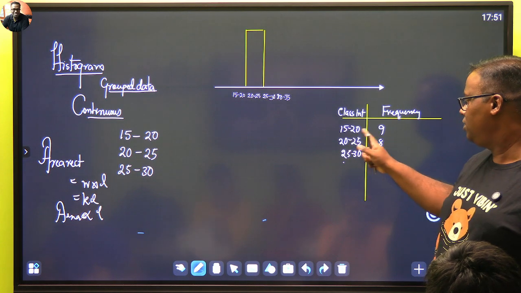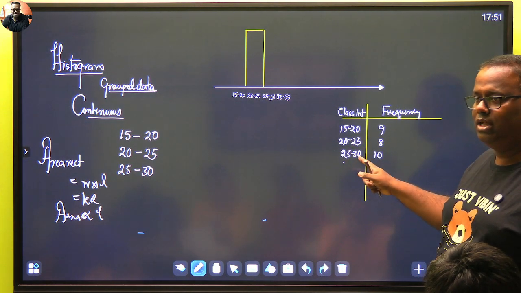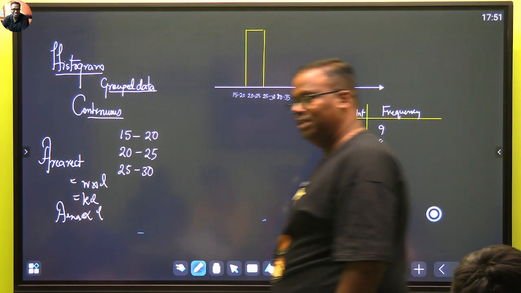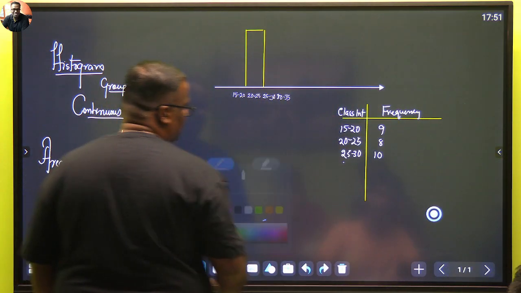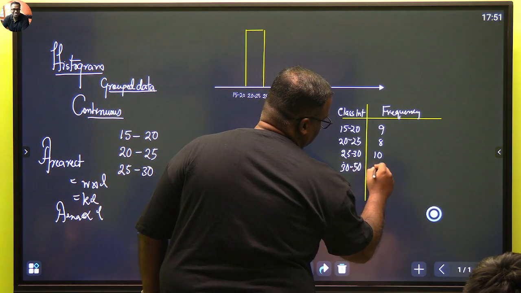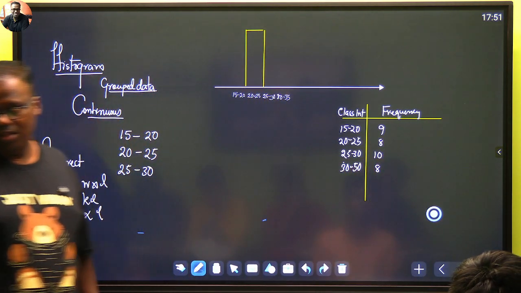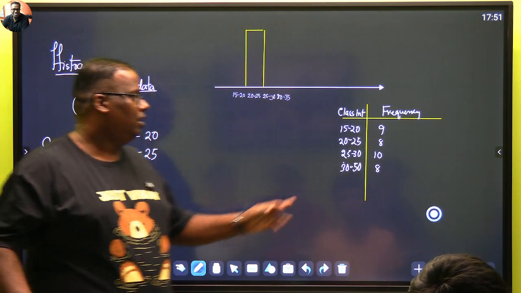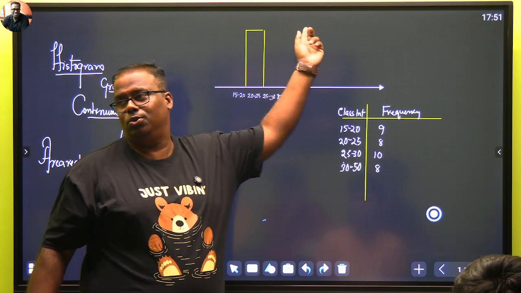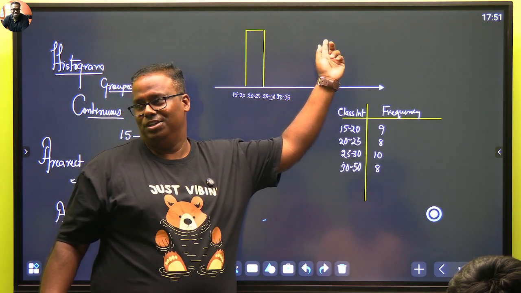मतलब जैसे 15 to 20, 20 to 25, 25 to 30 है ना, इसके बाद 30 to 50 कर देगा. समझ में आ रहा है? They'll make it suddenly 30 to 50. And say suppose here the data is 8. अब आप क्या करोगे? 30 to 50 is a bigger width. इसमें अगर आप 8 plot कर दोगे ना, then it will go wrong.